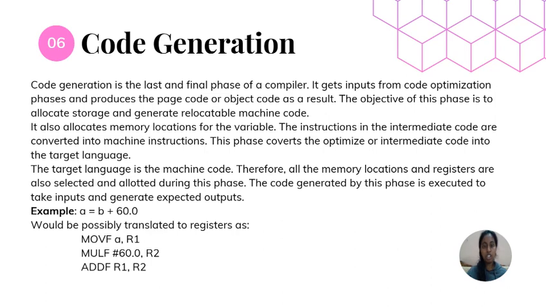Therefore, all the memory locations and registers are selected and allocated during this phase. The code generated by this phase is executed to take inputs and generate expected outputs. For example, A equals B plus 60 would possibly be translated to the registers as shown below.